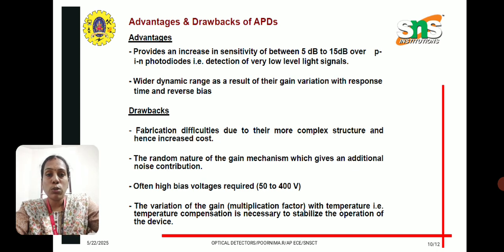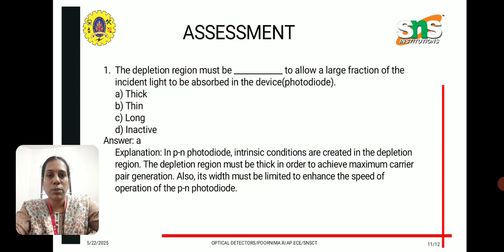Avalanche photodiodes produce an increase in sensitivity for very low light signals, and also provide high gain, but they have some difficulties due to the complex structure, like fabrication difficulties, and also they require a high biasing voltage.